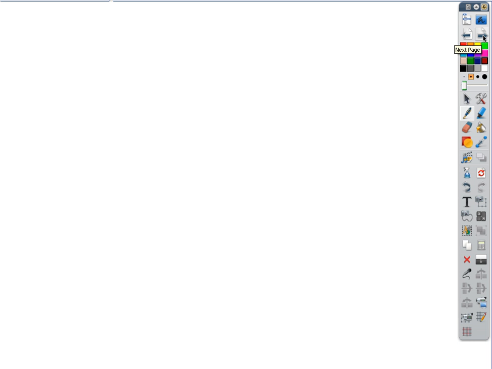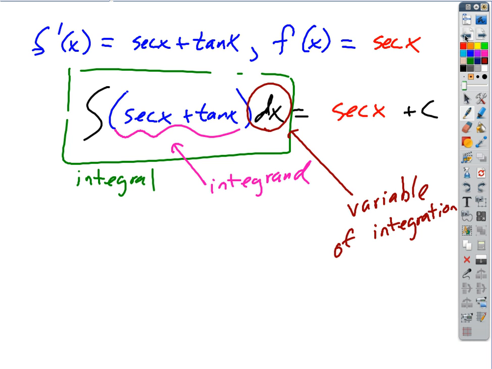Can you go back to the antiderivative? How did you get secant x? Because you just thought backwards. You asked yourself, okay, for my derivative formulas, what was the answer? The derivative of what was secant x plus tangent x? But that's not the derivative.